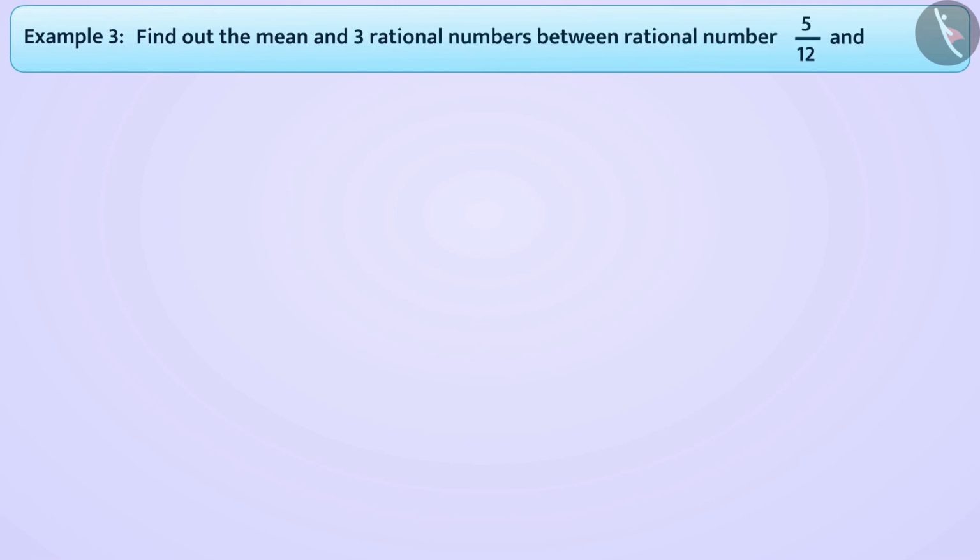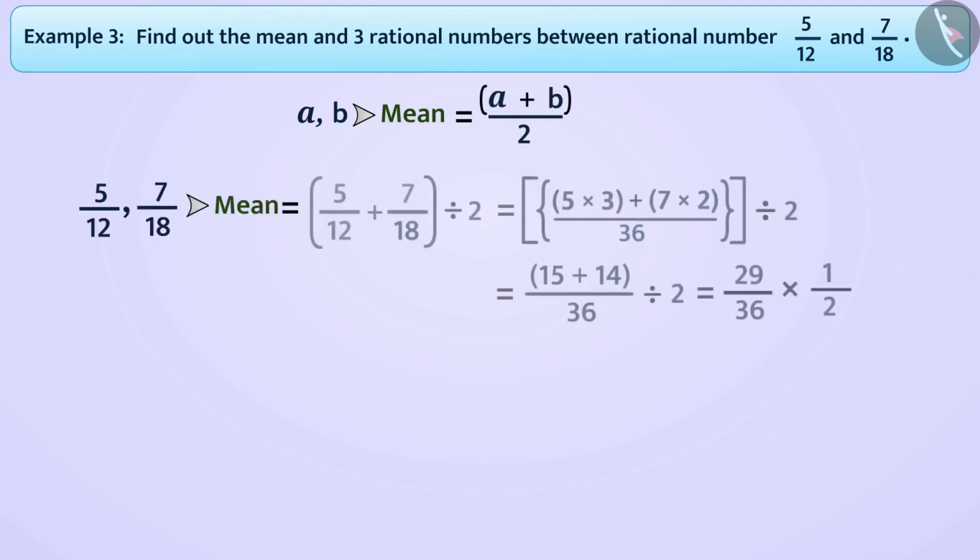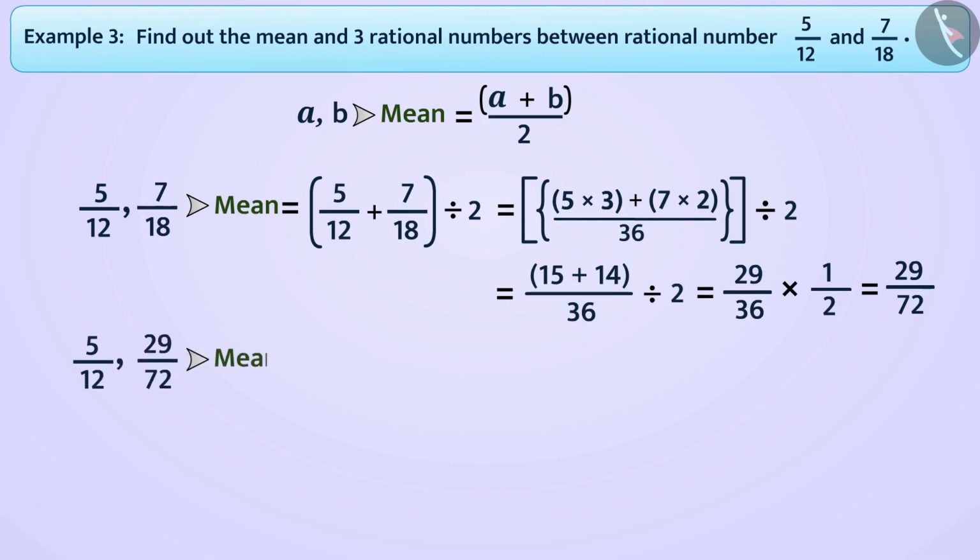Next example. Find the mean and 3 rational numbers between the rational numbers 5 by 12 and 7 by 18. Mean of any two rational numbers a and b is a plus b divided by 2. In this way, the mean of 5 by 12 and 7 by 18 is 29 by 72. Now, you pause the video and try to find the mean of 5 by 12 and 29 by 72 by yourself.